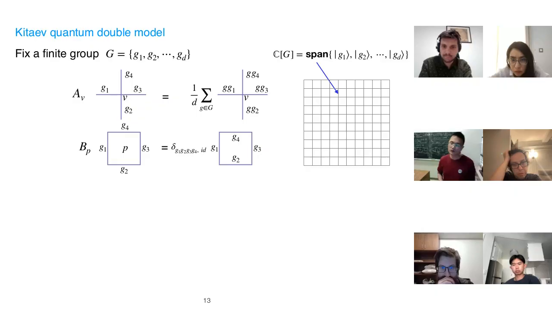But there are also other concrete lattice models realizing topological phase of matter. For example, if you fix a finite group G, similar to the model I discussed, you can define an exactly solvable lattice model realizing topological phases. I'm not going into details of this, but I believe the next talk by Steve will include topics on this model.